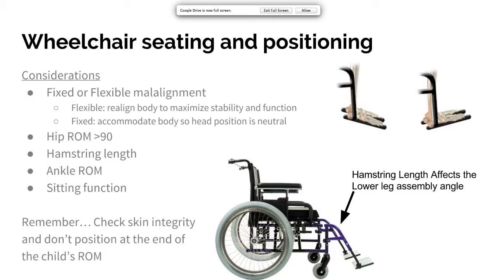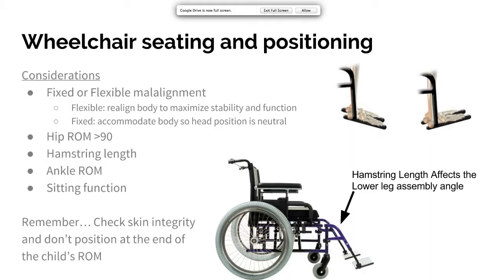Alright, so on to wheelchair seating and positioning. This is important with cerebral palsy because it can help to prevent them from developing contractures. The first thing you should consider when determining the proper fit of a wheelchair is to determine whether the malalignment is fixed or flexible. A flexible malalignment can be moved with an external force to be aligned. A fixed deformity cannot be moved to be aligned.